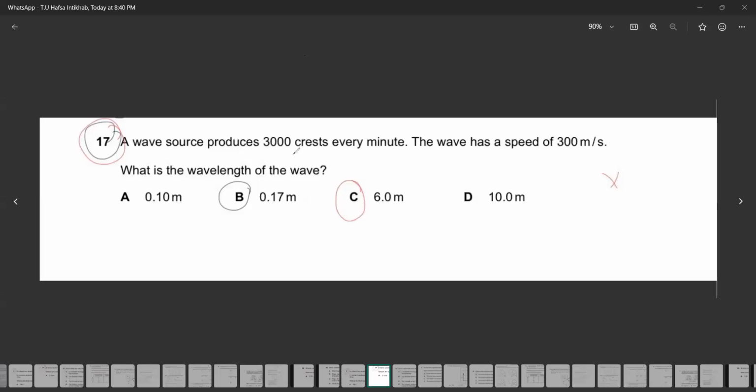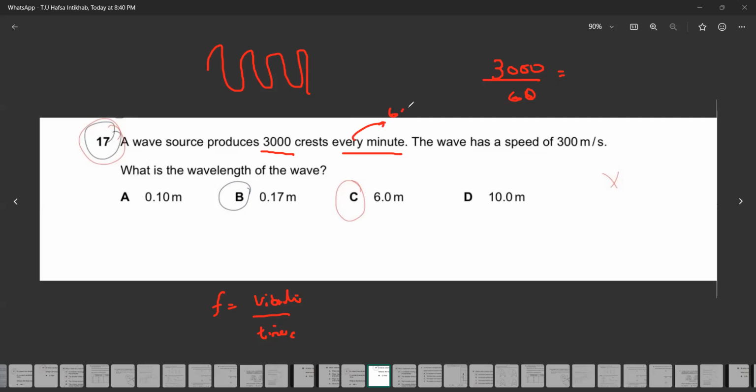A sound wave produces 3000 crests every minute. So 3000 crests are there per minute, but because the frequency is how many waves are there in 1 second, we have to divide by 60 to know the frequency. What is the frequency? Frequency is the number of waves or vibrations per second. The time should be in seconds, but here the time is in minutes, so we convert the time into seconds. That's why 1 minute is equal to 60 seconds.